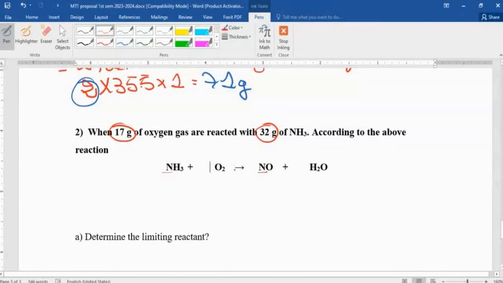Now, how many hydrogen do I have here? I have 3. And here how many? 2. So I have to multiply by 1.5, or 3 over 2. Now, how many atoms of oxygen do I have here? I have 1.5 plus 1, which is 2.5, and here I have only 2.